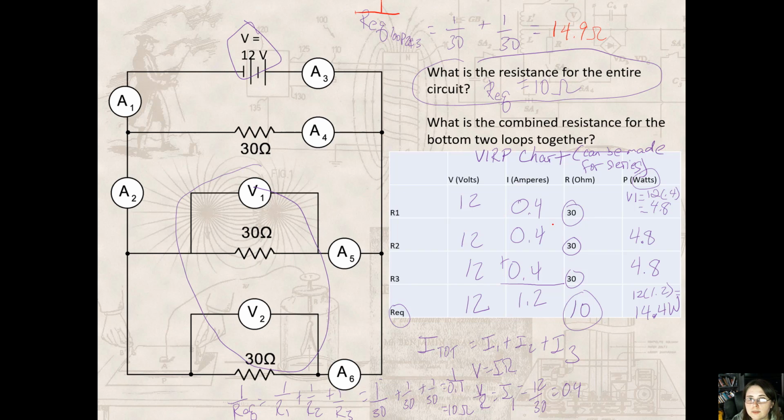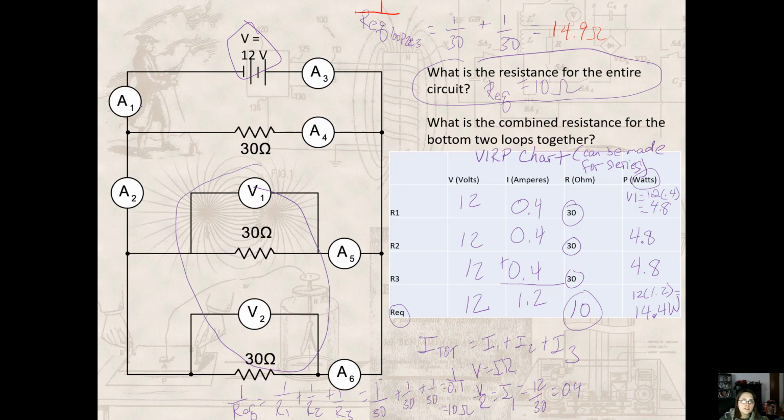Okay, so this is an example of the VERP chart, and you can do this to break it down for a series circuit as well, and it helps you find out what each of these are. Now, what would the current be here? The current at this rate, it hasn't gone through any junctions yet, so the current is going to be the total current.